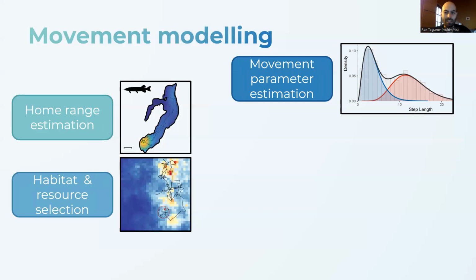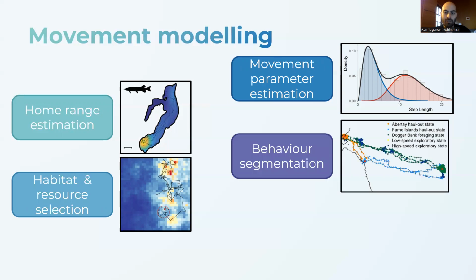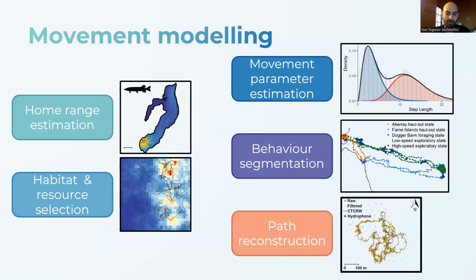Next, we may be interested in parameterizing the animal's movement characteristics. For example, in this case, the graph shows the distribution of step lengths for 2 different behaviors. Fourth, we may be interested in segmenting telemetry data into discrete behavioral states and identifying when and where those occur or under which conditions. Last, if the data has high error or if we have missing records, we may be interested in path reconstruction to determine the most likely paths of the animals and where they may have been over time.